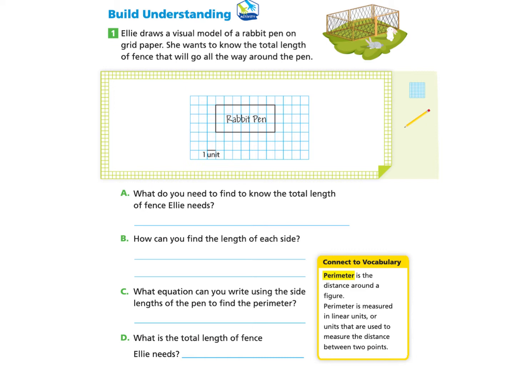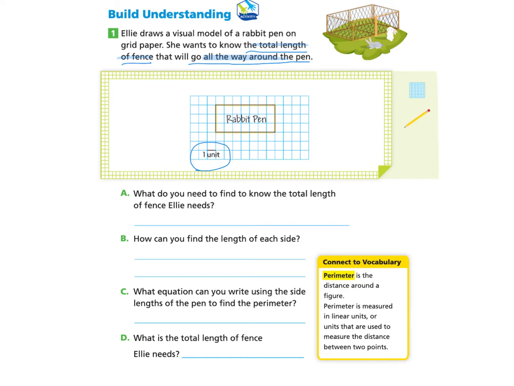Ellie draws a visual model of a rabbit pen on grid paper. She wants to know the total length of fence that will go all the way around the pen. We see a picture of the rabbit pen on the grid paper, and we also see that one line on the box equals 1 unit. Our job is to find the total length of the fence that will go all the way around. I've highlighted the rabbit pen in yellow. Now let's take a look at part A.